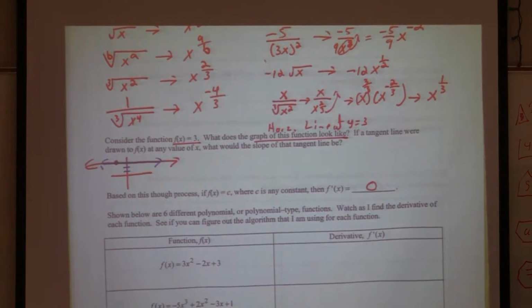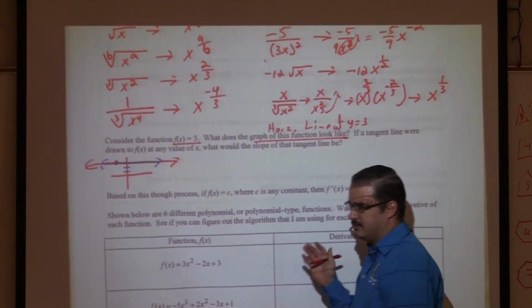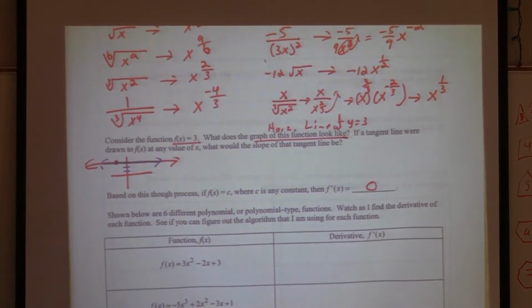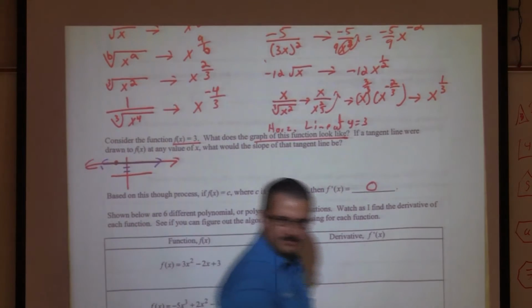Yes? Do we understand why we can say that? Yes. Like if I said y was equal to 5, what would you tell me y prime was? 0. Because this is a horizontal line. If I draw a tangent line on it, that line will be horizontal, will be on top of it. And the slope of that line will always be what? 0. Do you understand? Yes.